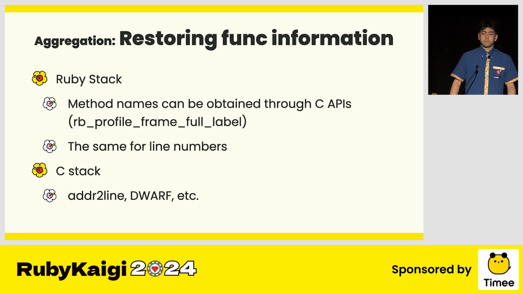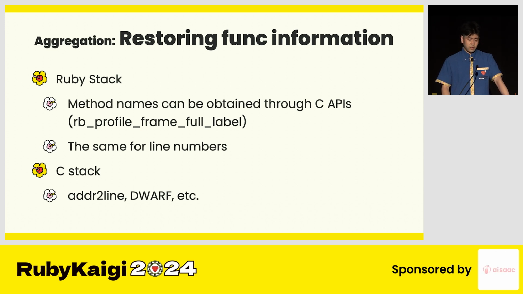We do this in a different way for each the Ruby stack and the C stack. For the Ruby stack, it is rather easy. Method names can be obtained through C APIs, like rb_profile_frame_full_label. And the same goes for line numbers. For the C stack, we have to use tools like addr2line or DWARF information. But libbacktrace provides that for us, so we simply use that.